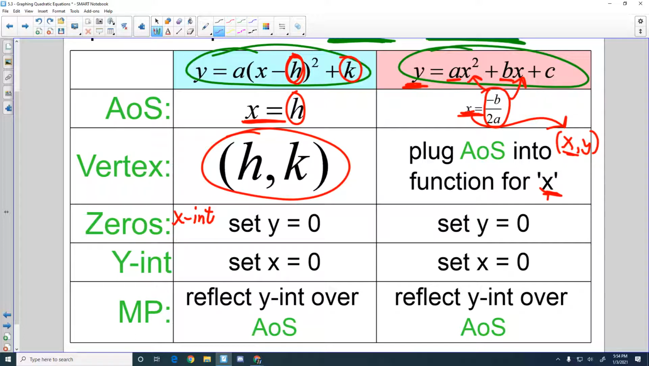And then lastly, these mirror points. I'm not going to have you calculate those because we're using this to help graph. Basically, just take any point like the y-intercept and reflect it over the axis of symmetry. So I won't have you calculating that. You're just going to be able to see it from the graph. All right. So let's practice identifying these different points in each of the two different forms of equations.